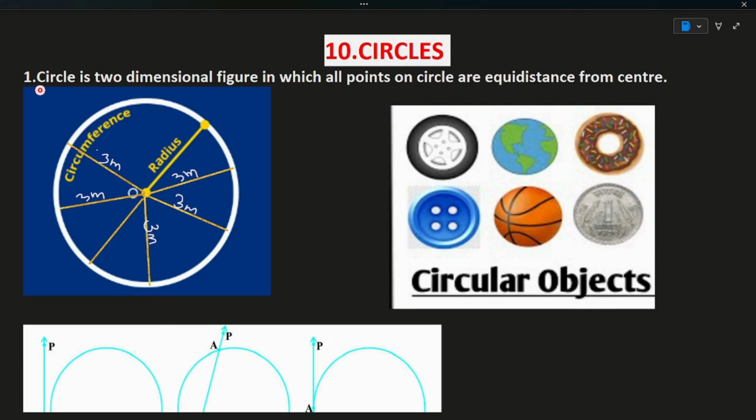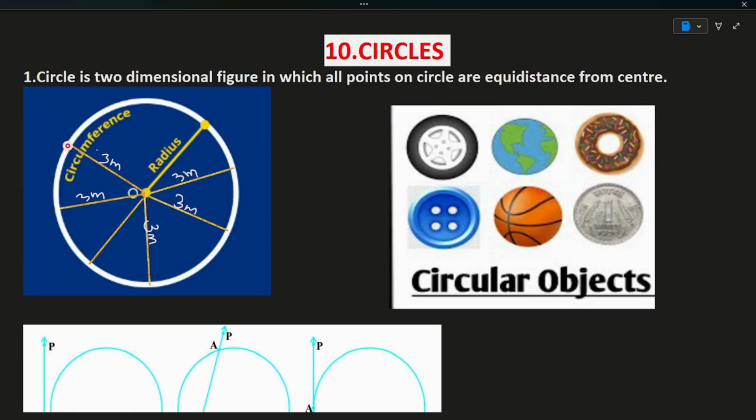Mathematically, a circle is a two-dimensional figure in which all points on the circle are equidistant from the center. For example, just imagine a circle. This is the center of the circle. Imagine some points. This is one point, this is one point, this is one point. Just imagine all the points on the circle are equally distant from the center of the circle.